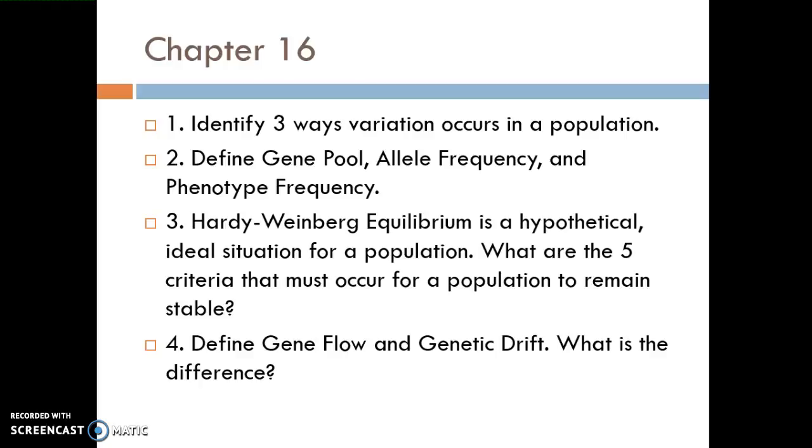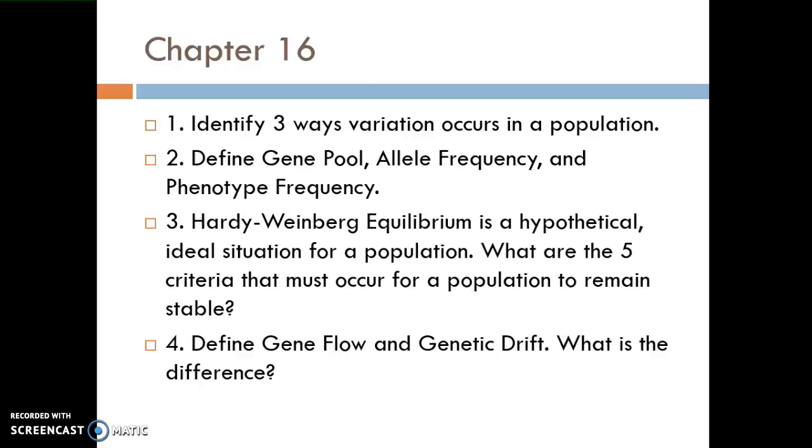Okay, Hardy-Weinberg equilibrium is a hypothetical situation for a population when it would say that there's no evolution occurring. So what are the 5 criteria that must occur for a population to remain stable? They are no net mutations, no one enters or leaves the population, they have to have a large population, individuals mate randomly, and natural selection cannot occur. So this again, it's a hypothetical ideal situation where evolution would not occur.